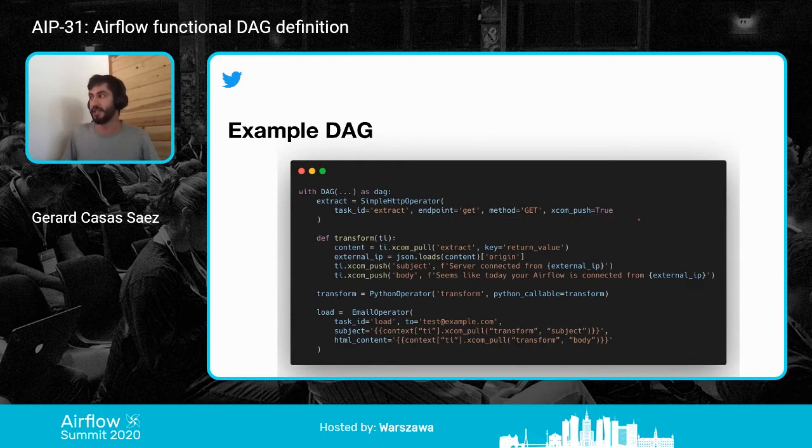We just pass down the XCom JSON, and then we do some custom transformation, which uses a Python operator that pulls the previous JSON, loads it, and extracts the origin, which is the external IP. Then it parses the subject and body XCom values that are passed down to an email operator, which is the load step, that just sends a subject and content to my email.